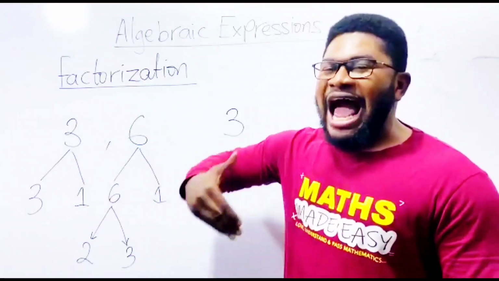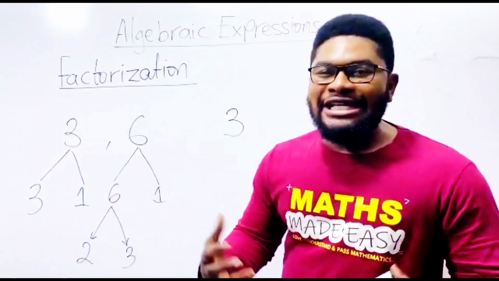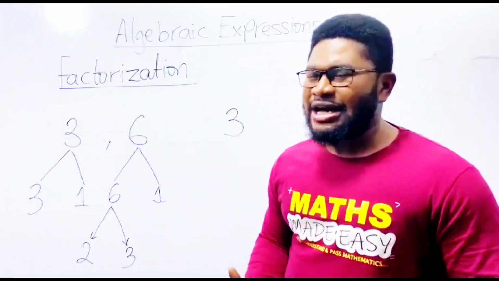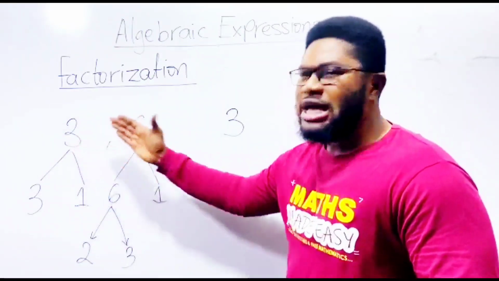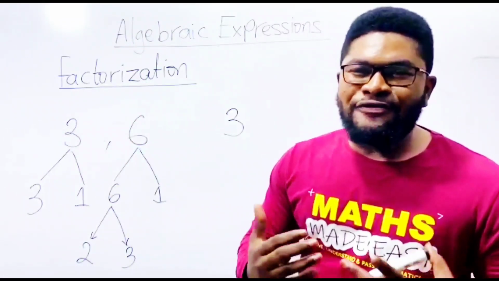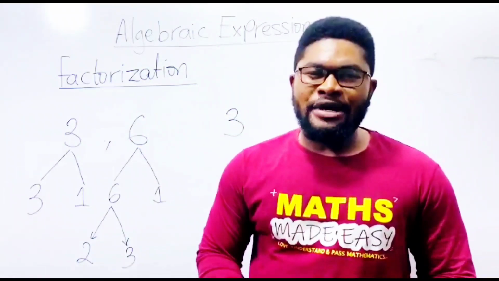But 1 is not the highest of all the factors. So we chose 3 to be our HCF, or our highest common factor, since 3 is the highest and a common factor of 3 and 6. So if you want to factorize completely, always go in for the HCF of the two numbers or the two terms.